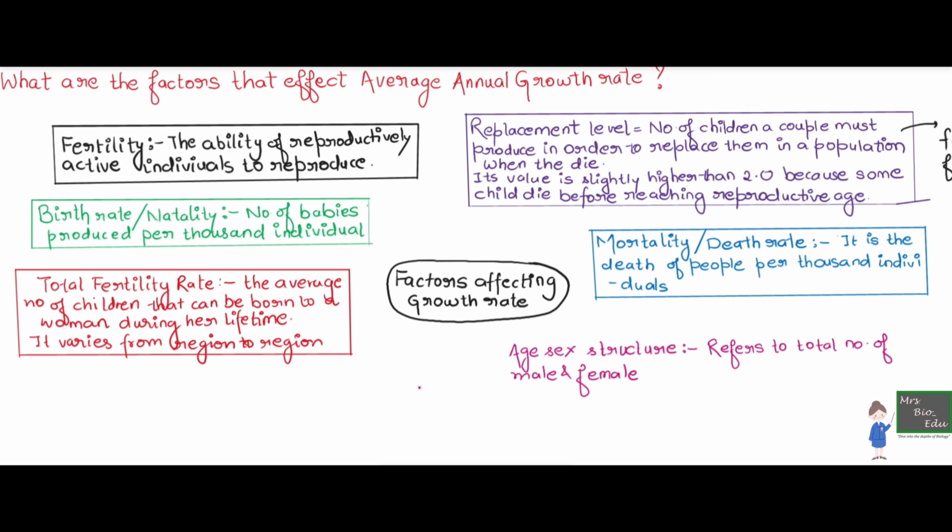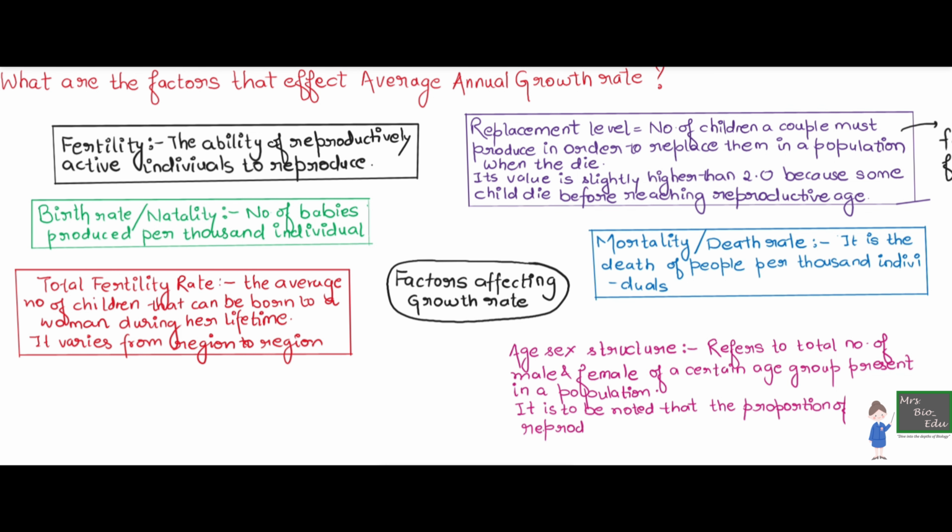Now we are talking about something called age-sex structure. This, I think, by far has to do a lot with the growth. And this is something that every population has to understand so that it can limit its growth rate. Age-sex structure refers to the total number of males or females of a certain age group present in a population. So it is actually the proportion of people in a certain age group in a population.